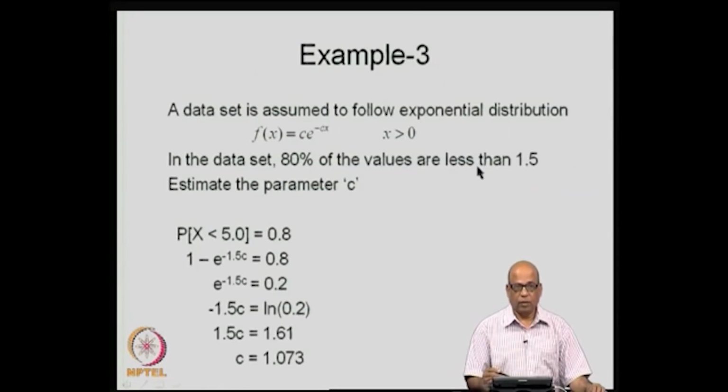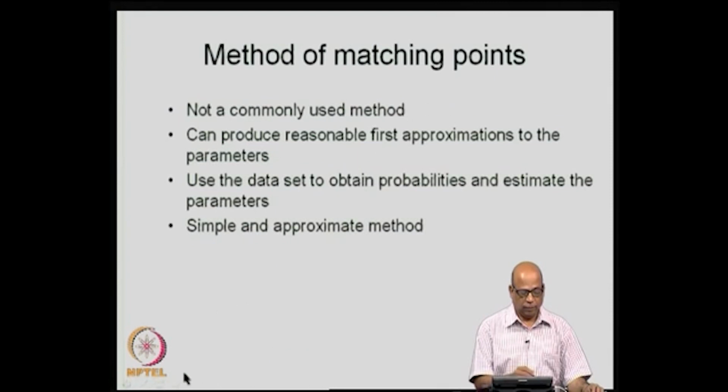Let us take an example here. A data set is assumed to follow the exponential distribution f of x is equal to c e to the power minus c x. Now, from the data set that is available with us, we see that 80% of the values are less than 1.5. So, we use this fact to estimate the parameter c. So, what is it that is given? Probability of x being less than or equal to 1.5 in this particular case. This is written as 5 here, it is actually 1.5.